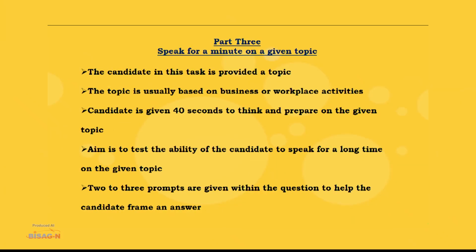Before we look at how to attempt this part, let's look at what is the aim of this test. The aim of this test is basically to test the ability of the candidate to speak for a longer time on a given topic. In the earlier two modules, part 1 and part 2, we have seen that the candidate was only supposed to speak for 10 seconds. However, in this particular part 3, when a topic is given, the candidate has to speak for a little longer time, which is 1 minute.